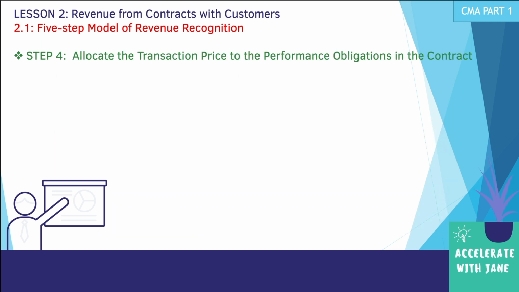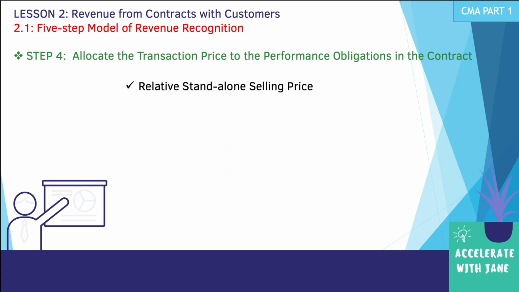Allocate the transaction price to the performance obligation in the contract. Step 4 requires the allocation of the transaction price to the separate performance obligations. The allocation is typically based on the relative standalone selling prices of the goods or services promised and is made at the inception of the contract.